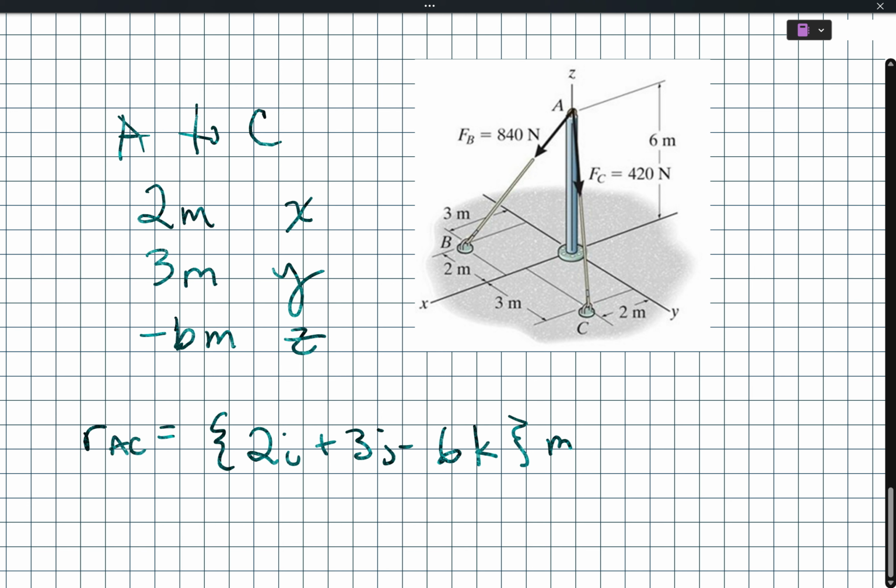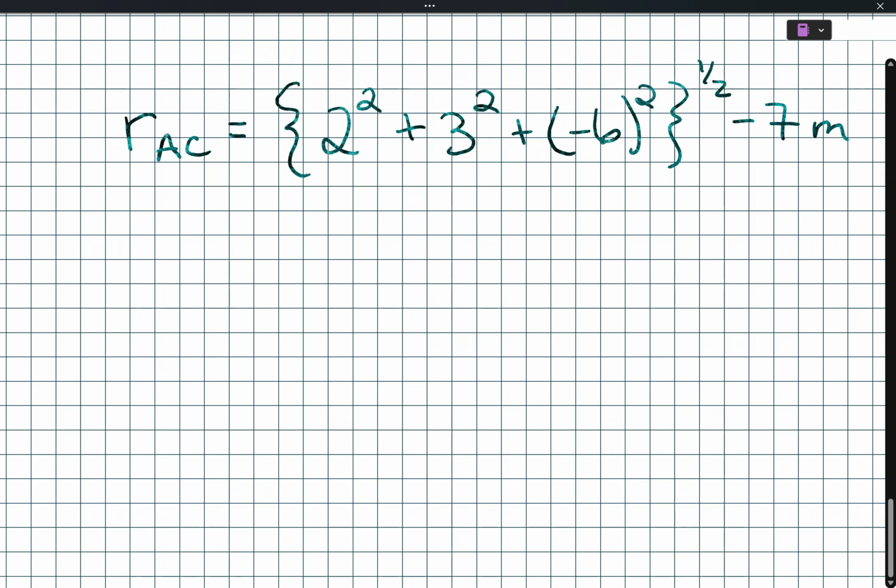All right, and we can also find r sub AC by subtracting the coordinates of A from the coordinates of C. The magnitude of r sub AC is equal to 2 squared plus 3 squared plus -6 squared, all raised to the 1/2 power, meaning we're taking the square root of all of that, and it is equal to, the calculation should be, 7 meters.